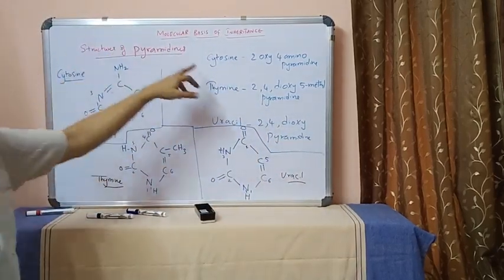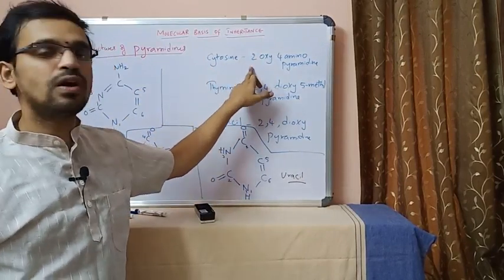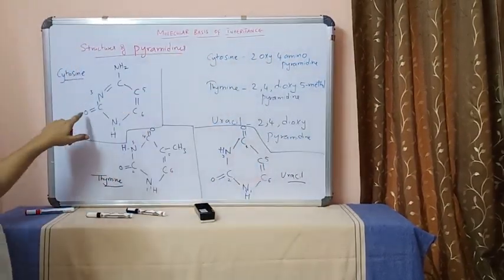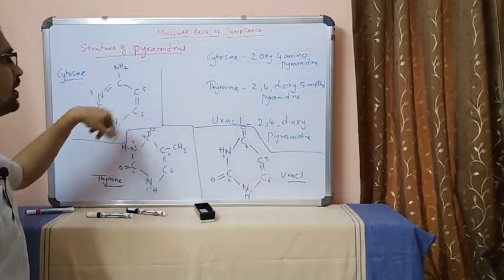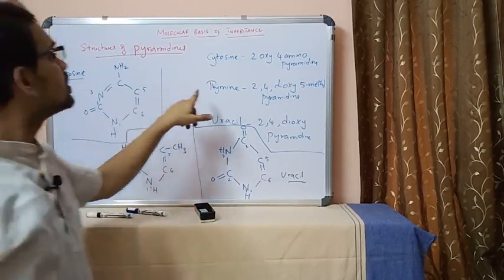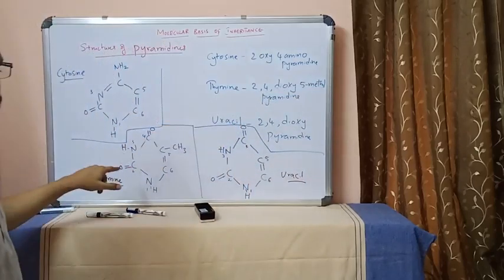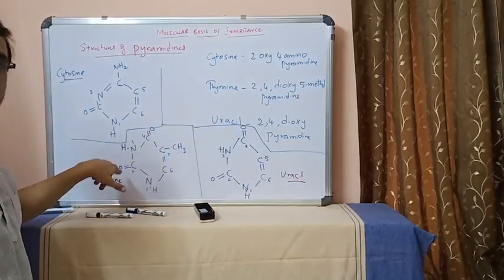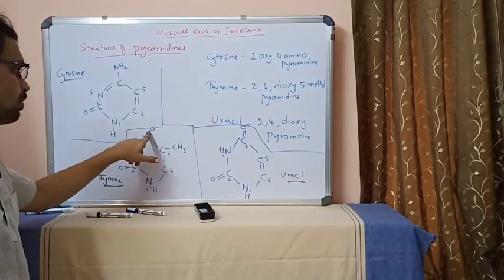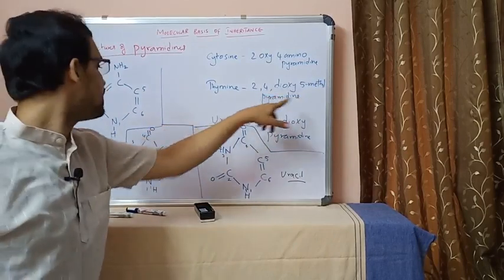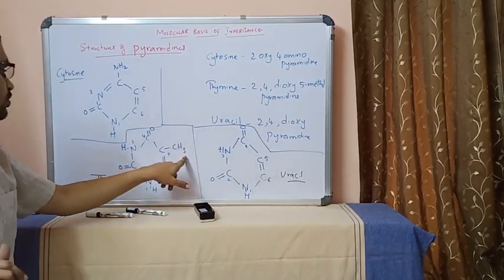So cytosine, the chemical name of the cytosine is 2-oxy-4-amino-pyrimidine. 2-oxy-4-amino-pyrimidine is called cytosine. Chemical name of the thymine is 2,4-dioxy-5-methyl-pyrimidine. 2,4-dioxy, 2 oxygens at the second position and fourth position, and 5-methyl at the fifth position. Methyl group should be there.